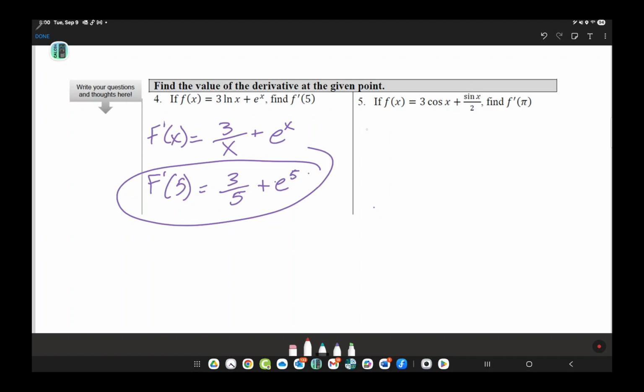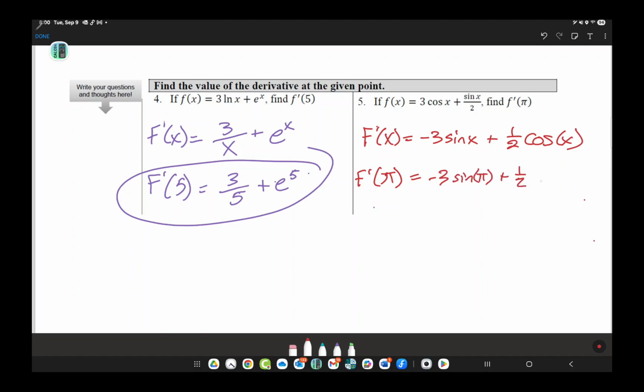So for number 5, first f prime of x is equal to negative 3 sine x, plus 1/2 cosine x. So f prime of pi is negative 3 sine of pi plus 1/2 cosine of pi. Now sine of pi is what? 0. Cosine of pi is negative 1. Right? Which means this gives you what? Yep, negative 1/2.